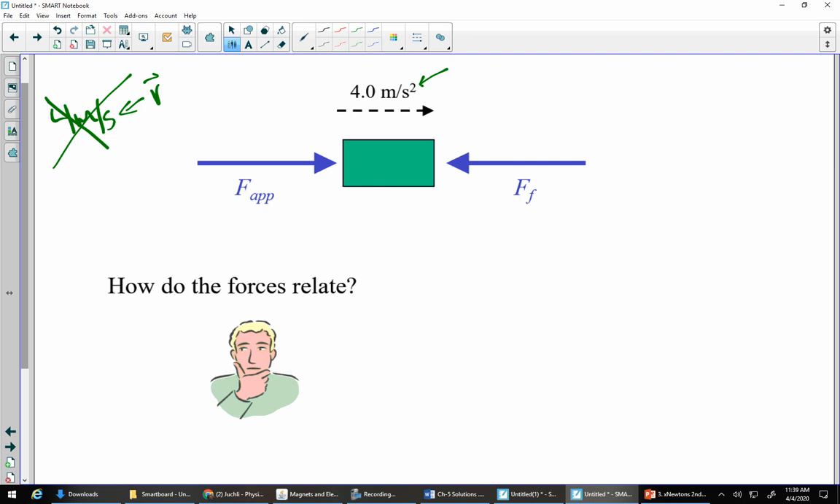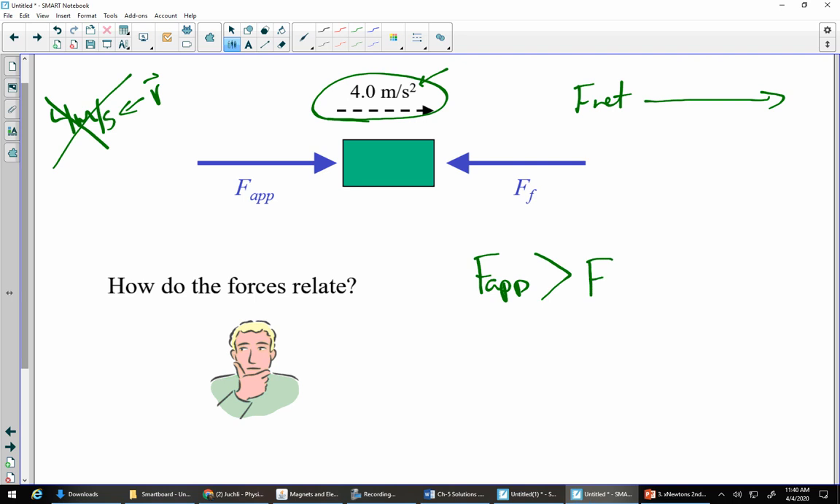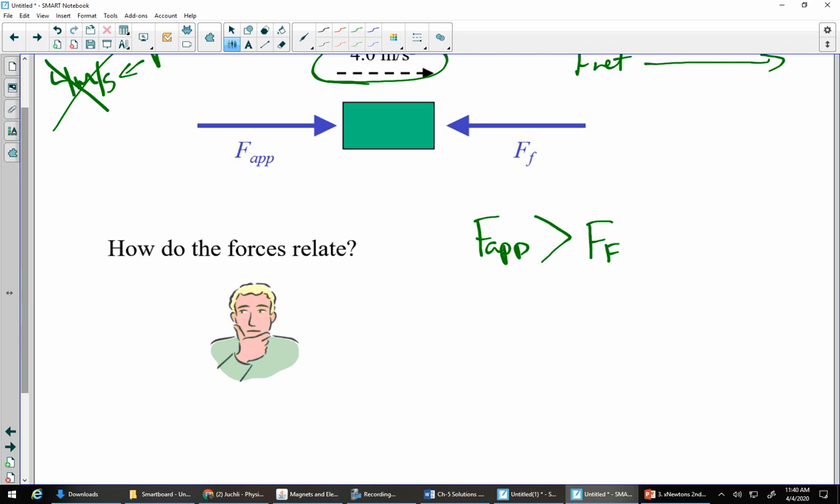So if I look at these two forces, this is kind of an improper force diagram, but I've got an applied force and a force of friction. Those are the two forces that are acting on this crate in the horizontal component. If I know that my acceleration is towards the left, that means I know that my net force must be towards the left. And if my net force is towards the left, how do those two forces, my applied force and my force of friction, relate? If you're thinking to yourself, the applied force needs to be bigger than the force of friction, you're absolutely correct. Because when we add them up, we need more going towards the right than towards the left.